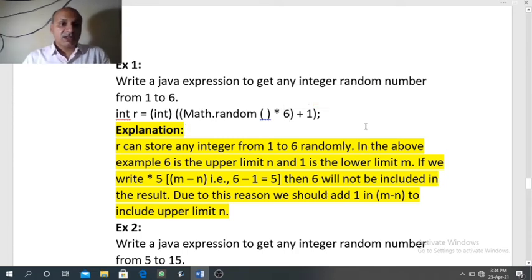So 6 minus 1 is 5. So we are writing here 6 plus 1. 1 is the lower limit because we are starting from 1. So lower limit is covered here. 1 we will get. But the difference 5 we will not write. Instead we will write 1 more than that, that is 6.